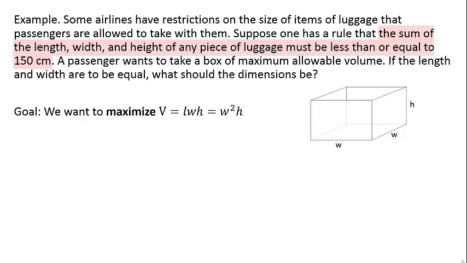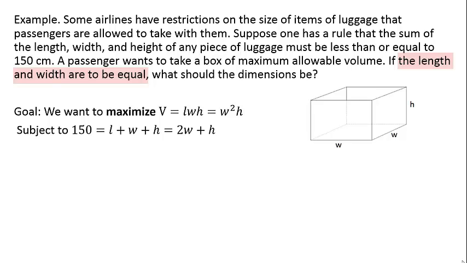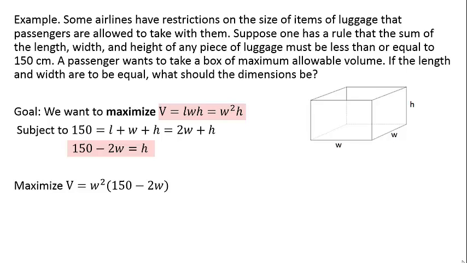The sum of the length, width, and height must be less than or equal to 150. So we want to maximize the volume of the box, subject to 150 equals length plus width plus height. Or, since length and width are equal, 150 equals 2W plus H. We can solve for H and see that H is 150 minus 2W. Let's plug this in for H in our volume equation. So V is W squared times 150 minus 2W, or 150W squared minus 2W cubed.